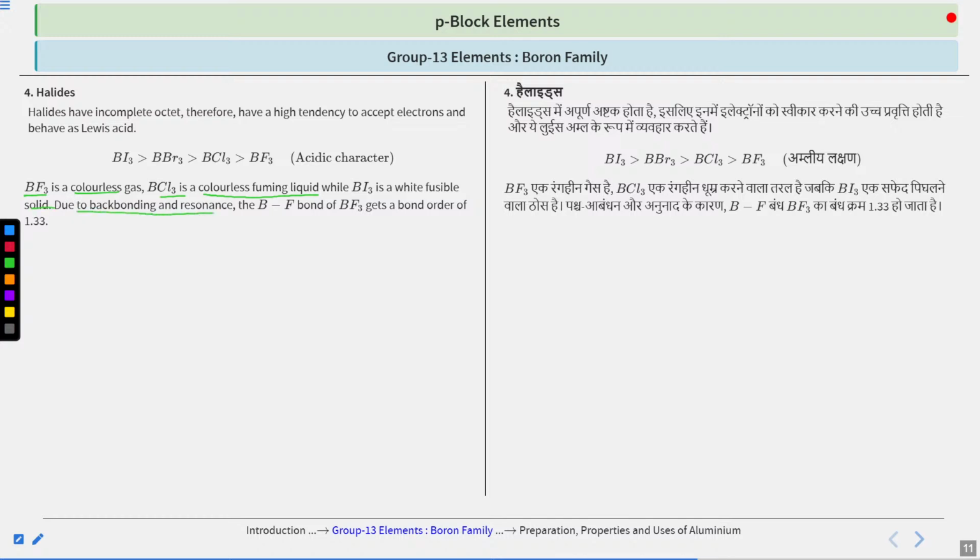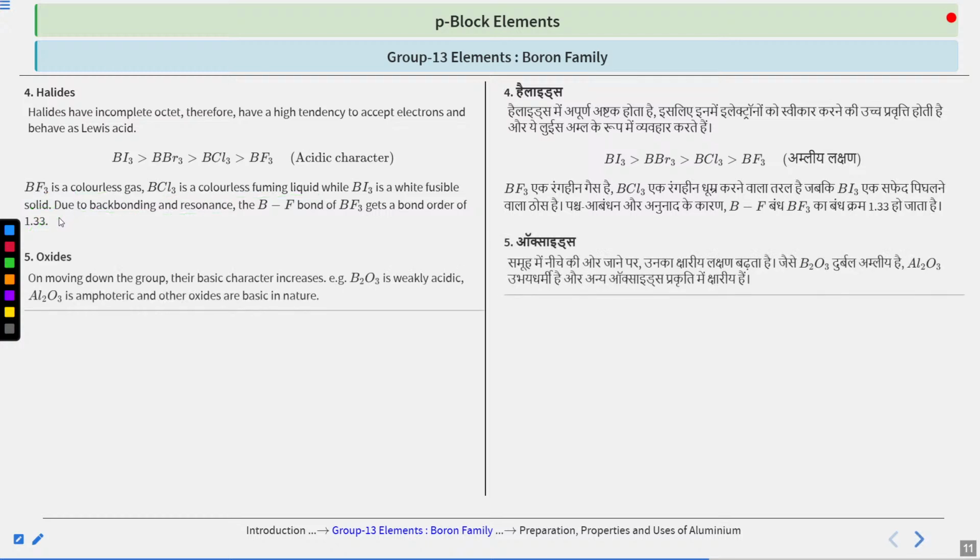Due to the back bonding and resonance, the B-F bond of BF3 gets a bond order of 1.33. Since it is back donating, it is creating a partial bond, and as a result we see a smaller acidic character than the ideal case.